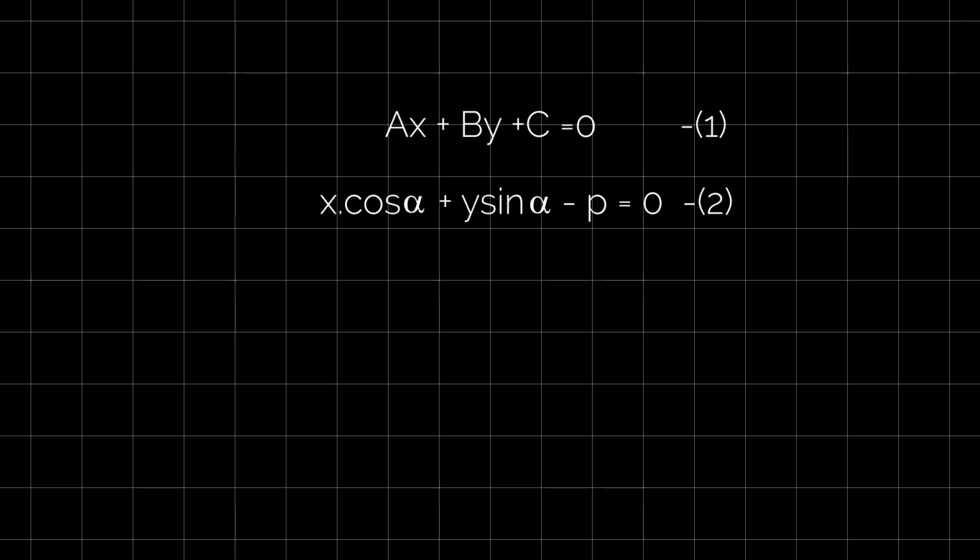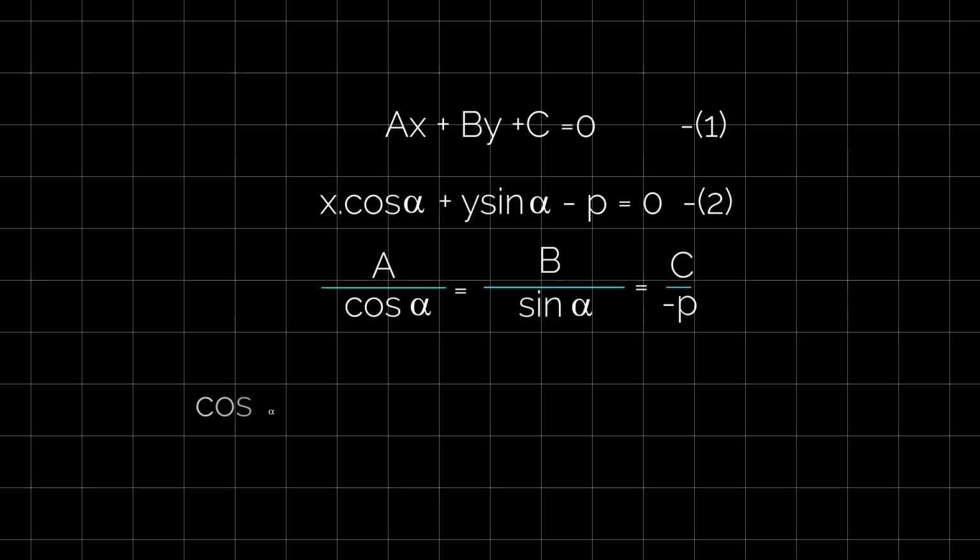The given equation is ax plus by plus c equals 0. Let x cos alpha plus y sin alpha minus p equals 0 be the normal form of the equation, call it the second. Thus both equations are the same. Now comparing both equations we get a by cos alpha equals b by sin alpha equals c by minus p. So cos alpha equals minus ap by c and sin alpha equals minus bp by c.